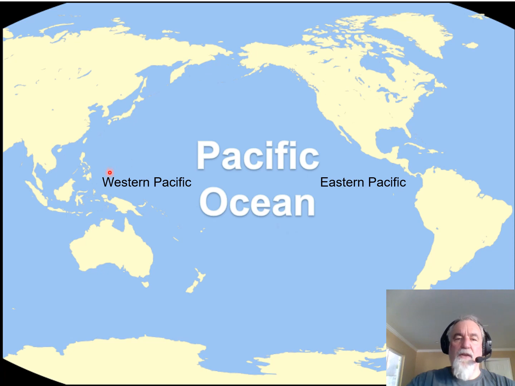Over here we have the western Pacific, and that bumps into New Guinea, lots of Indonesia, northern Australia. So this region would be referred to as the western Pacific, and this region would be referred to as the eastern Pacific. And the trade winds will typically blow from the Americas towards Asia.